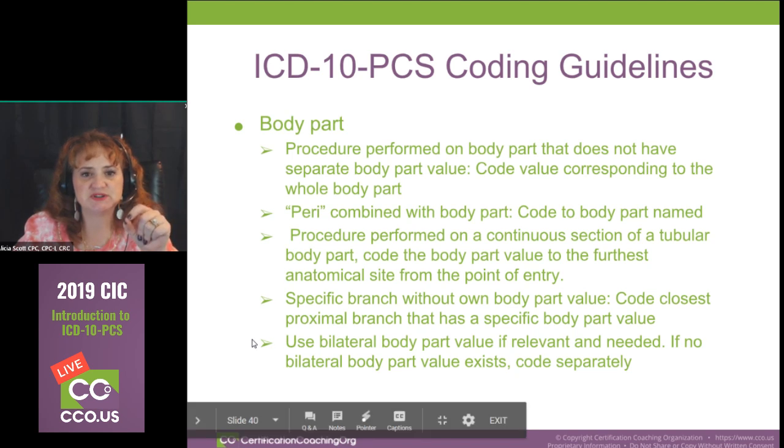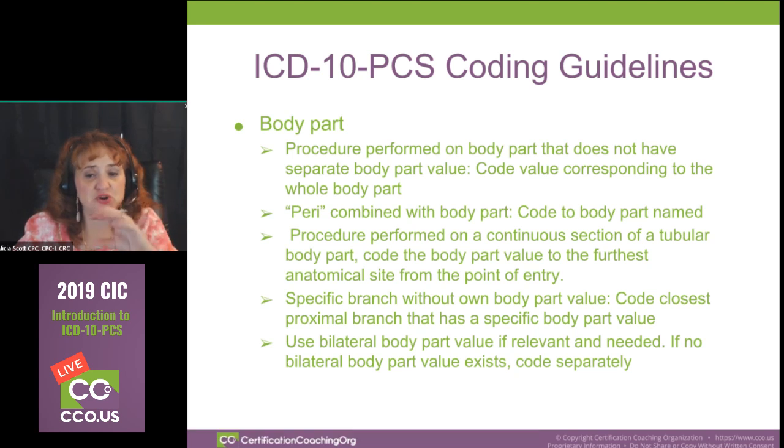If we do procedures on that don't have separate body parts, then you do the coding corresponding to the whole body part. So let's say, for example, the lung. We don't have one for taking out just the lower lobe of the lung. We have to do the whole lung, whether we take the whole lung or not. That isn't a scenario because there is a code for it, but let's say there wasn't, then we would.